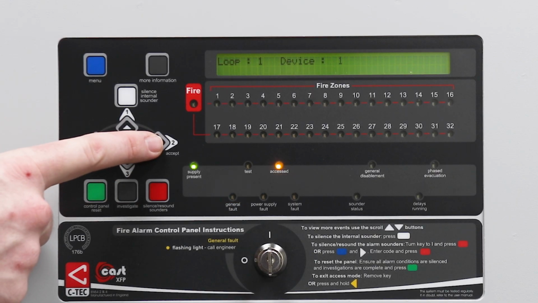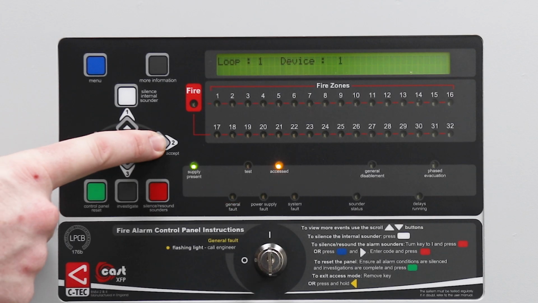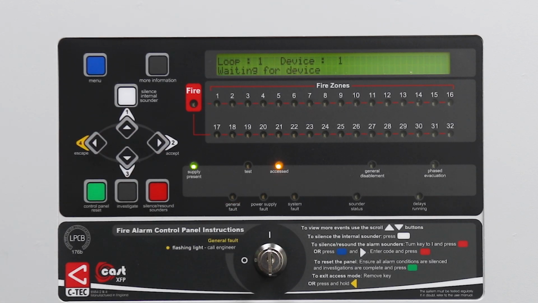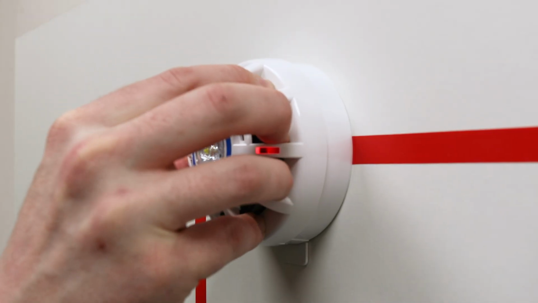Now you can input the address of the device you are replacing, in our case device 1, and press accept. The panel is now ready for the replacement device to be installed. Return to the location of the device you are replacing and install the new device.